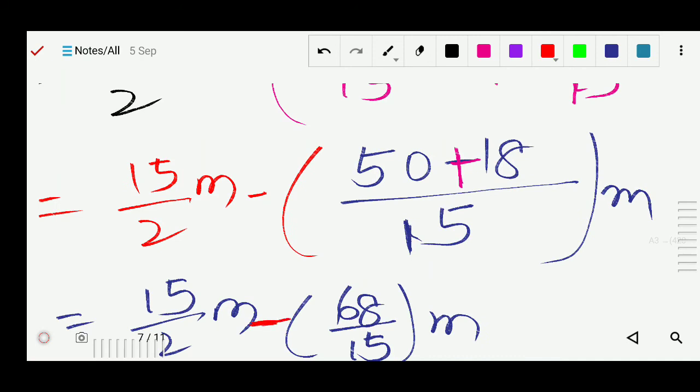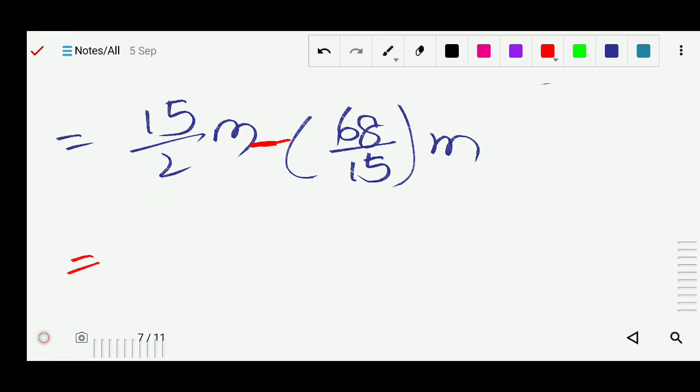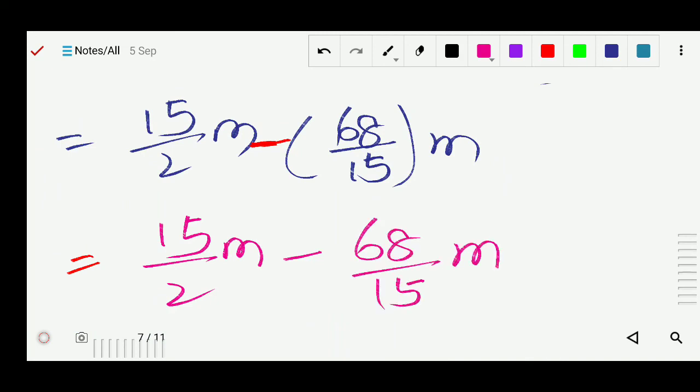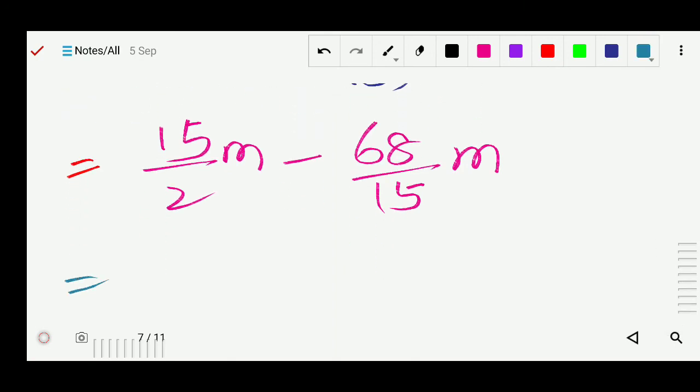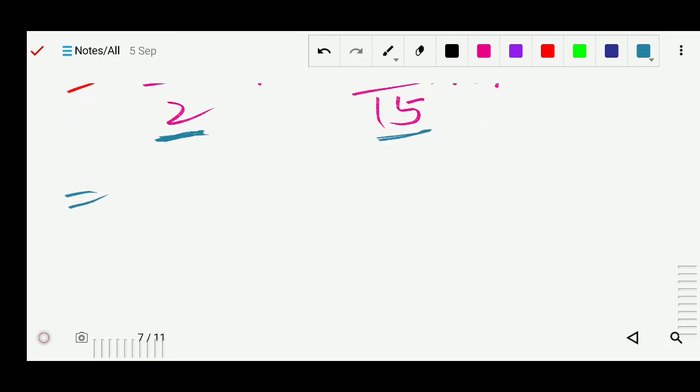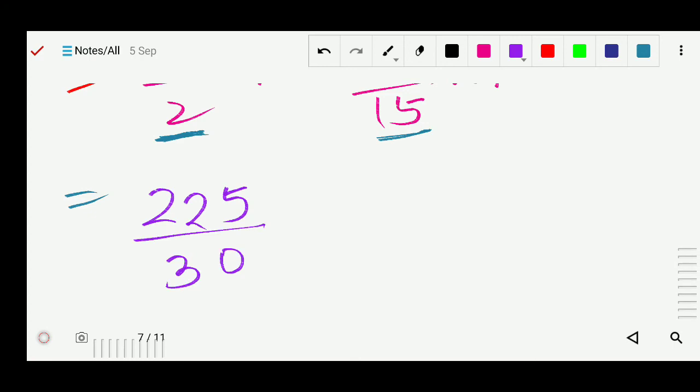Now the next step: we have 15/2 meters, and here is 68/15 meters. We can remove the bracket. Again we take the LCM of 2 and 15, because these denominators are not equal, and you will get 30. Then you have to make the denominators equal, which you can do by yourself. I am doing it. You will get 225/30 meters minus 136/30 meters.